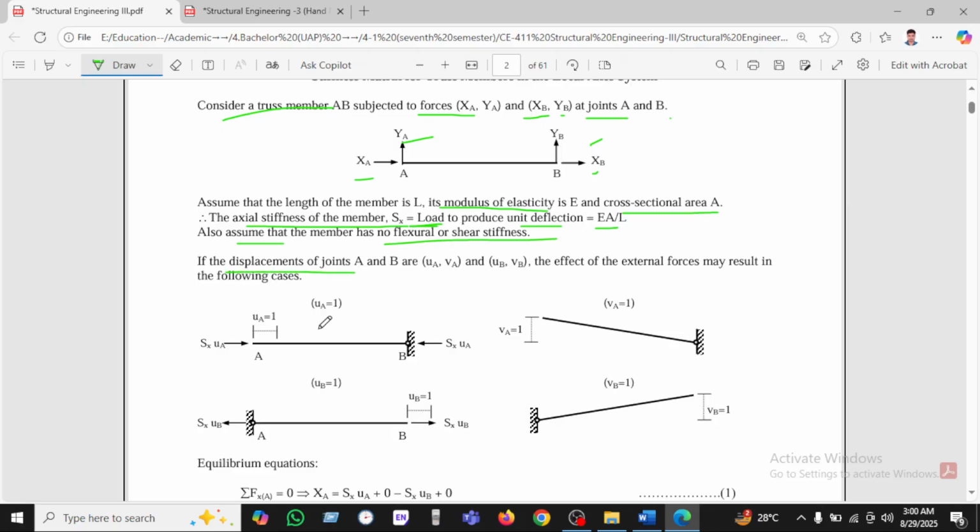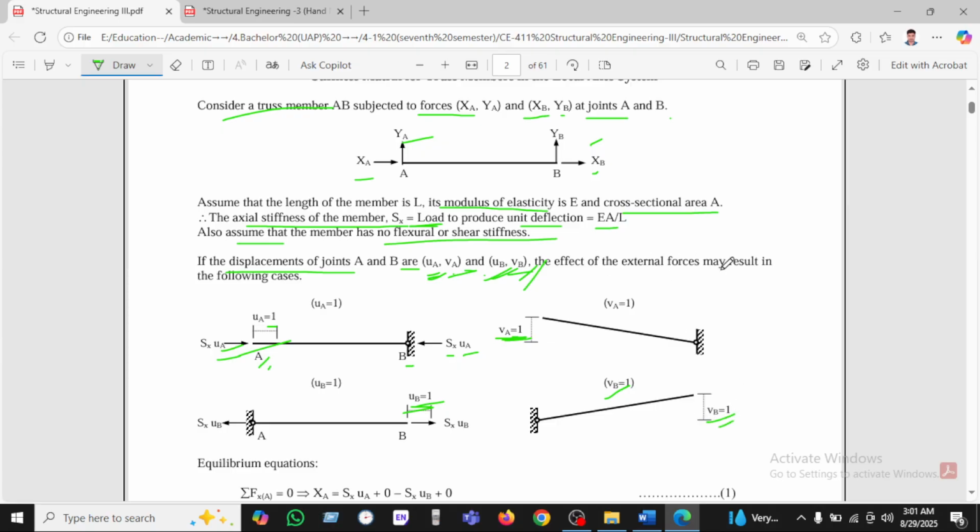If the displacements of joint A and joint B are UA and VA, and UB and VB, then UA means the axial deformation and VA means the vertical deformation. Similarly, UB is the axial deformation and VB means the vertical deformation.